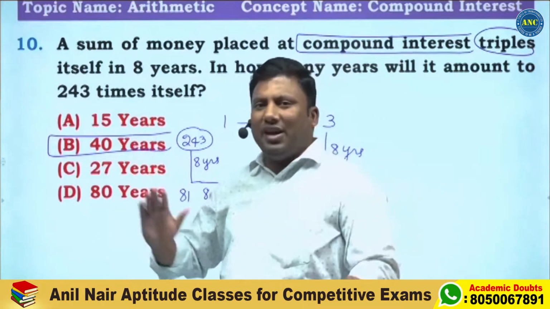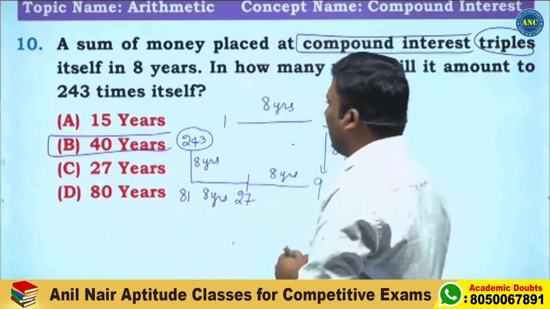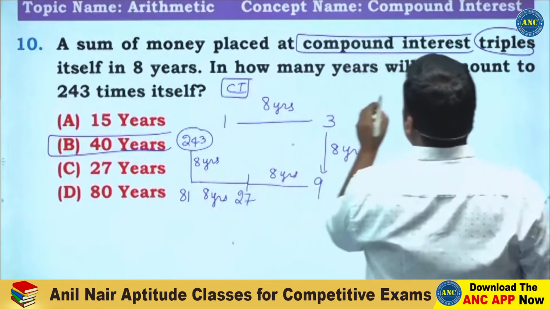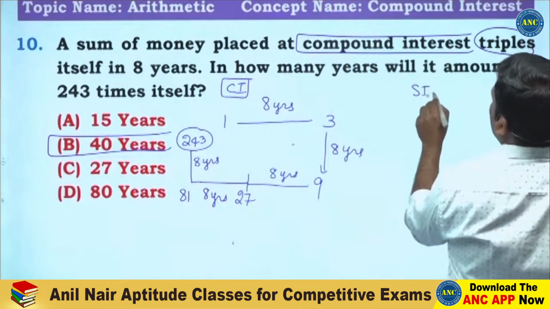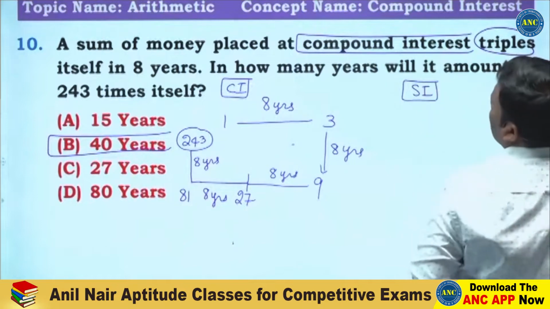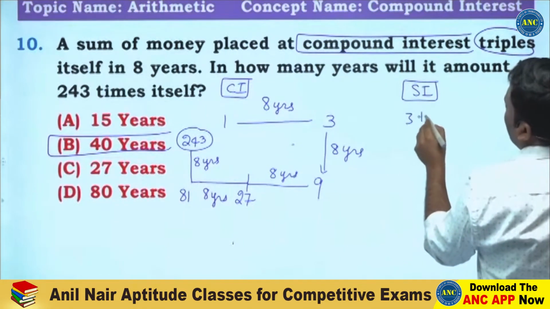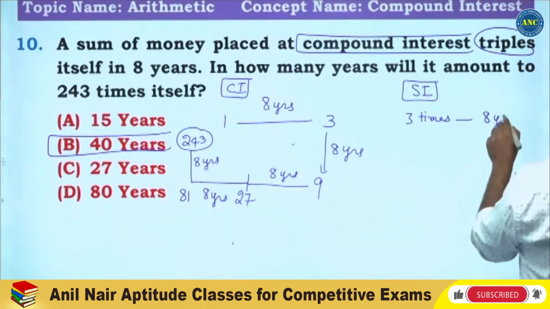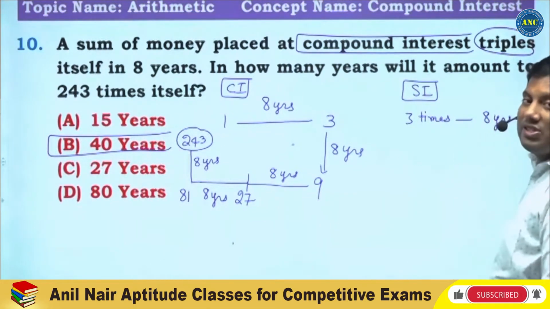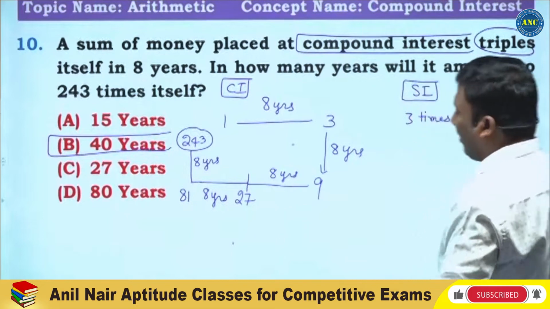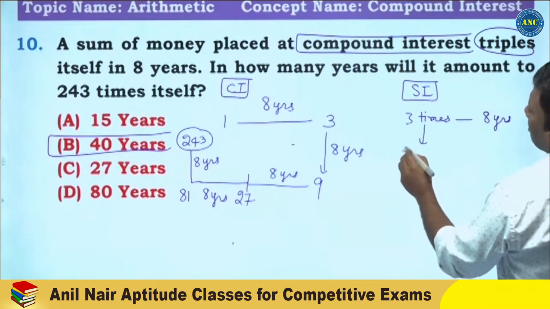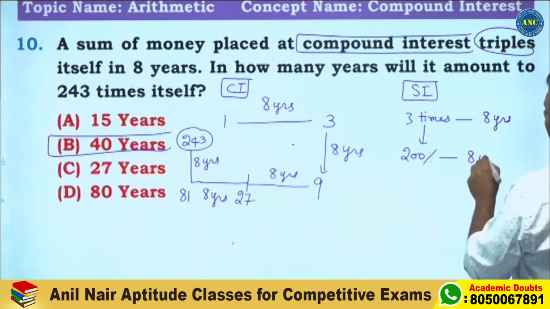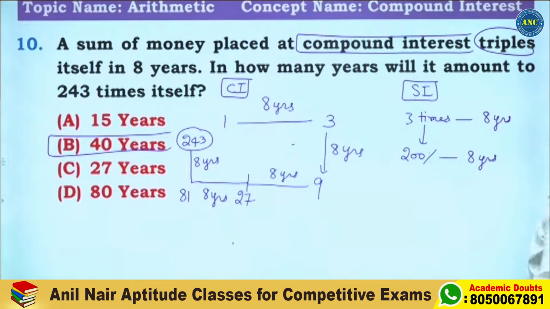Very, very easy. In compound interest problems, just read the question. If the same question is asked in SI, it becomes 3 times, a certain sum becomes 3 times in 8 years. Final value is becoming k times the initial value. Overall percentage increase will be 200% in 8 years.